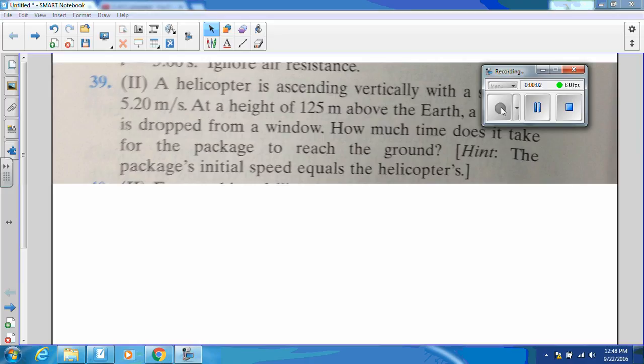I wanted to take a little bit of time to talk about two problems. One of them is number 39 from your book, and the other is number 45 from your book. And both of these problems introduce techniques for solving that I wanted to focus on.